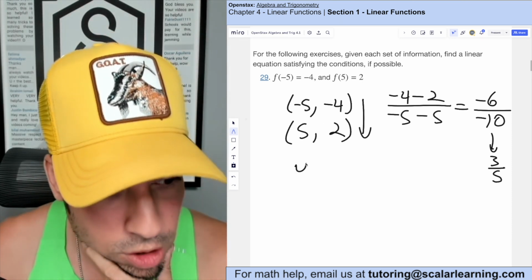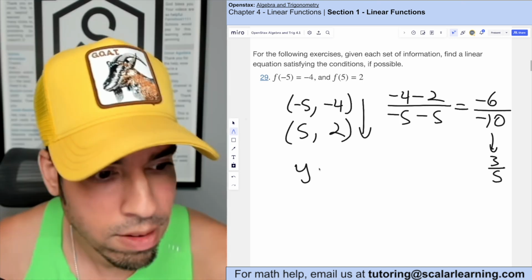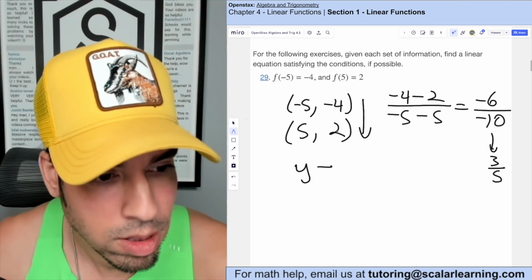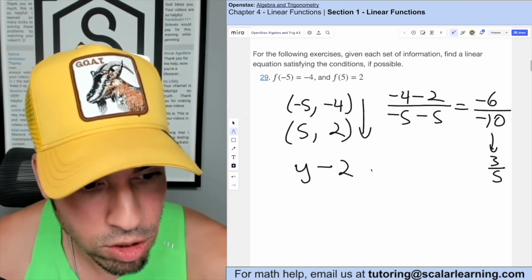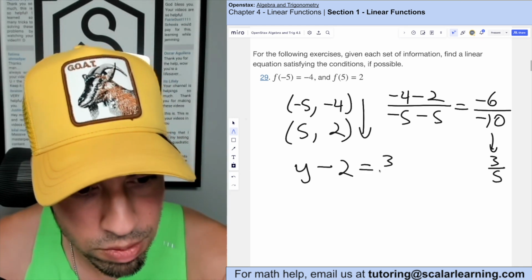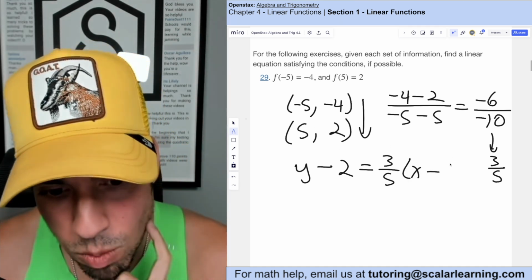Point slope is really cool. I can choose either point. I'm going to choose 5, 2. Again, arbitrary. So then I have y minus the y1, or whatever this y value of the coordinate is. So y minus 2 equals that slope of 3/5 times x minus that corresponding x value, which is 5.